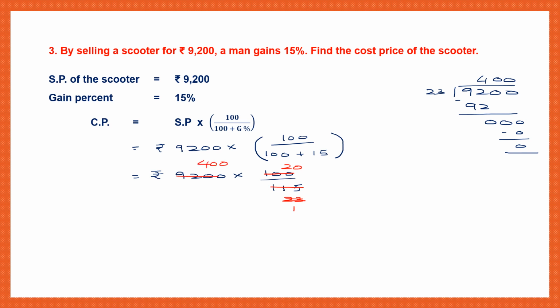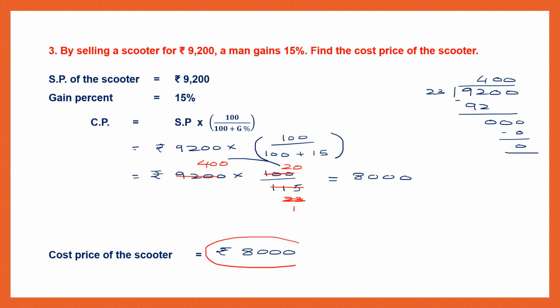Now all we have to do is multiply the numerators. 400 into 20. 4 into 2 is 8. Now count all the zeros. There are 3, 1, 2, 3. So now we have found the cost price to be 8,000 rupees. So cost price of the scooter is 8,000 rupees. So this is our answer.